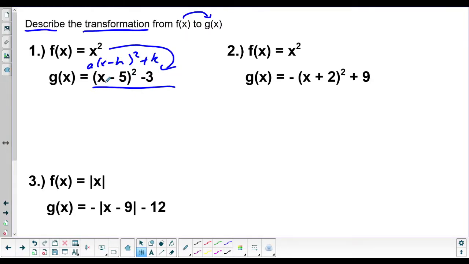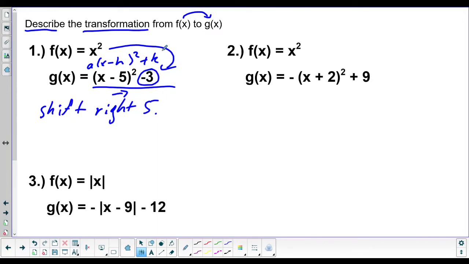Here we see minus 5. So inside the parentheses with the x is the h. That's our horizontal shift. So we're going to shift in a direction horizontally 5 units. Because this is negative, that's telling us to go in the positive direction. Positive on the x-axis is to the right. So this minus 5 on the inside will shift right 5.